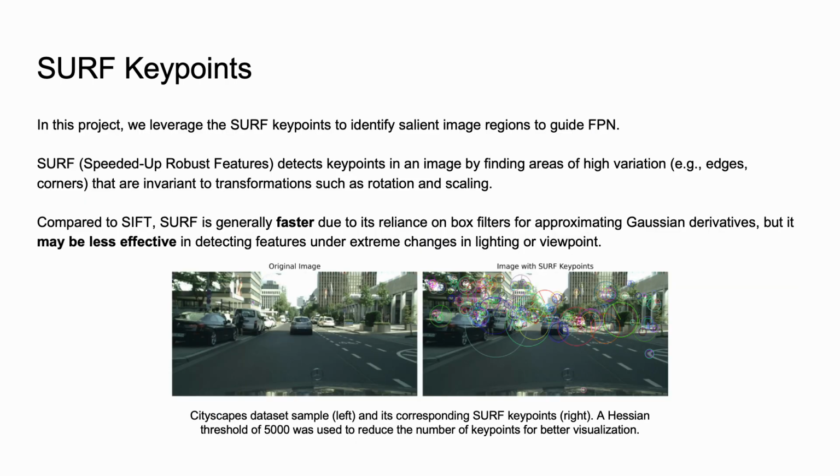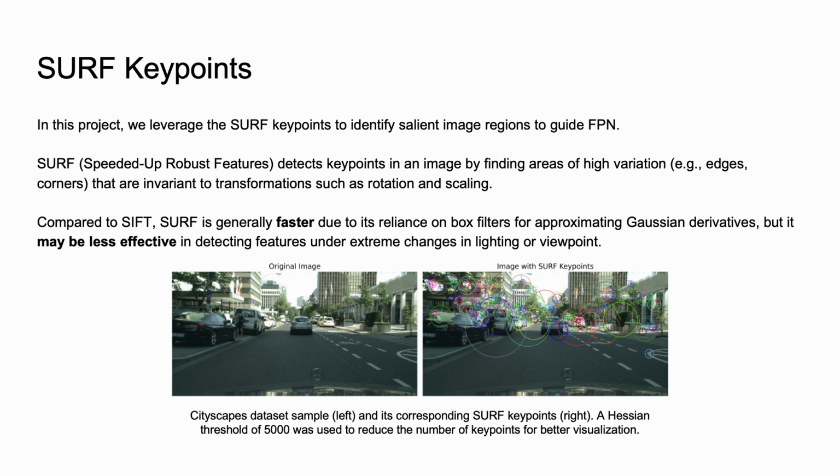Okay, so to improve the FPN at the image level, we came up with the idea to leverage the SURF key points to identify the salient image regions to guide the FPN framework. And SURF, the Speeded Up Robust Features, is actually quite like SIFT. It can detect key points in an image by finding areas of high variation, like edges or corners, that are invariant to transformations such as rotation or scaling. But compared to SIFT, SURF is generally faster due to its reliance on box filters for approximating Gaussian derivatives, but it may be less effective in certain circumstances.